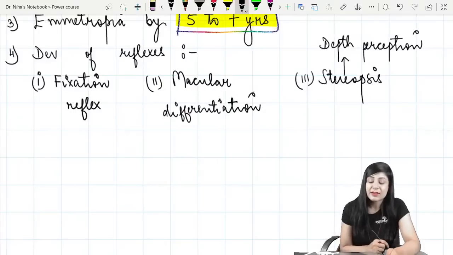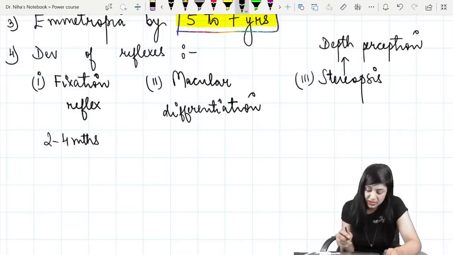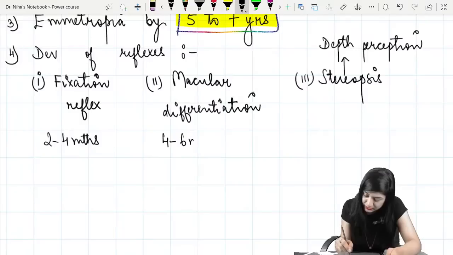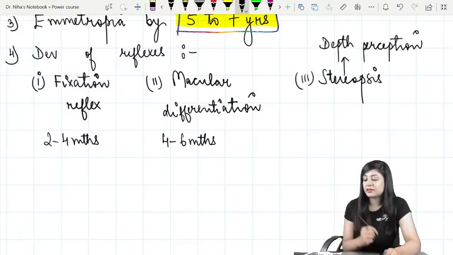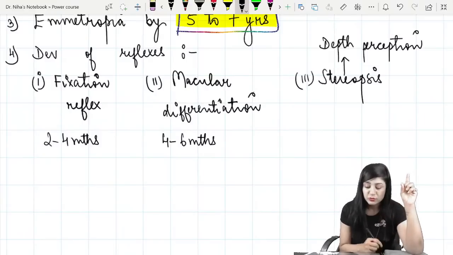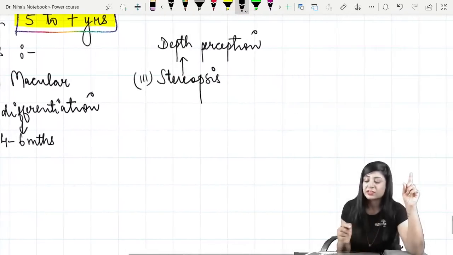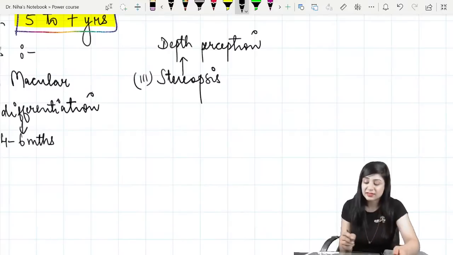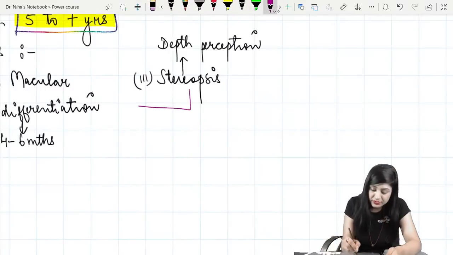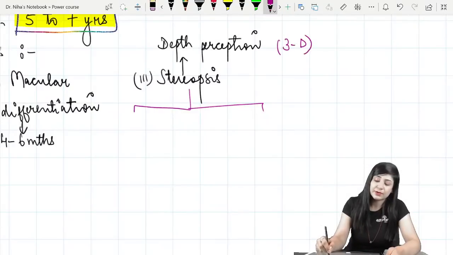The fixation reflex comes between 2 to 4 months. Macular differentiation comes between 4 to 6 months. And third is your stereopsis, which will take maximum time. First to develop is the fixation reflex, second is the macular differentiation, and third is the stereopsis. This is the 3D vision, or the depth perception.